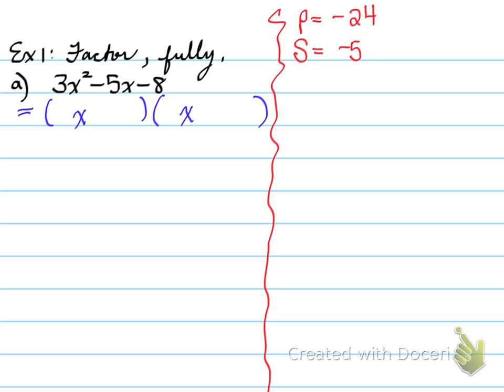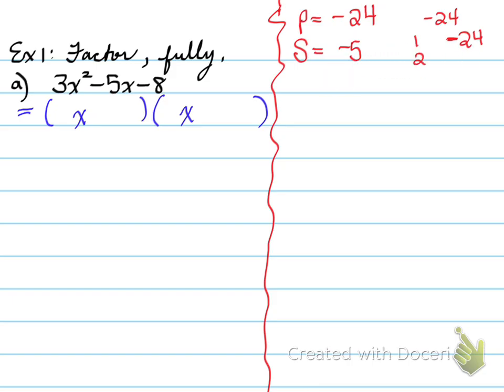Now, how do you figure out what those numbers are? Well, you have to understand your multiplication table and be able to find all the products of negative 24, starting with 1 and 24. So always start with the 1 product. So 1 times 24. Assign the negative to the larger number like we talked about earlier. 1 times negative 24, when I add them, does not give me negative 5.